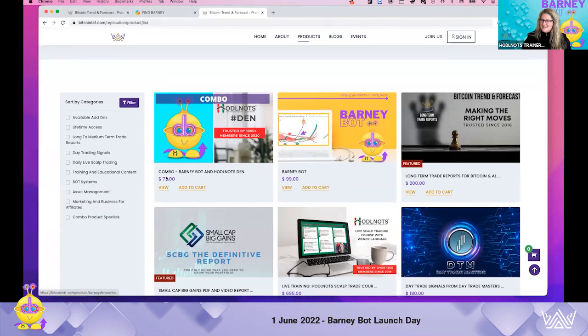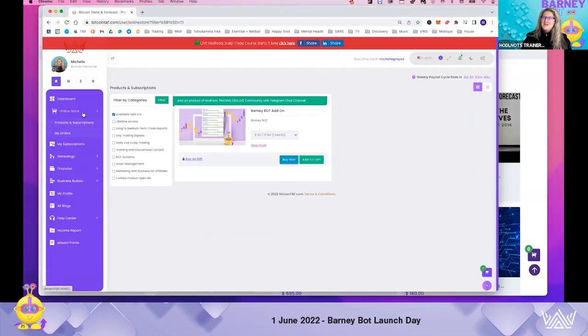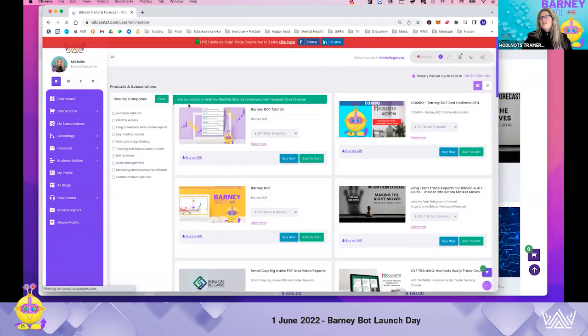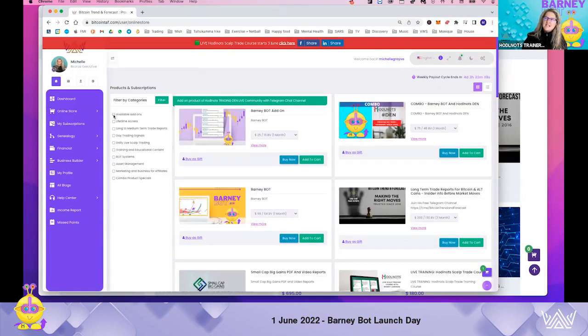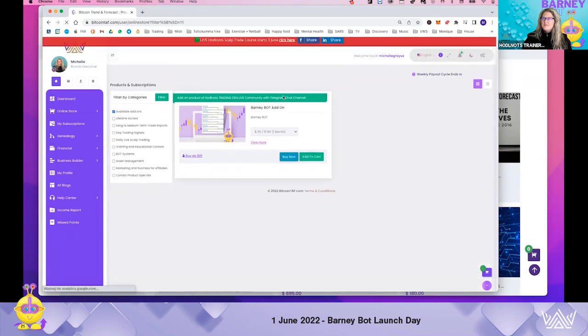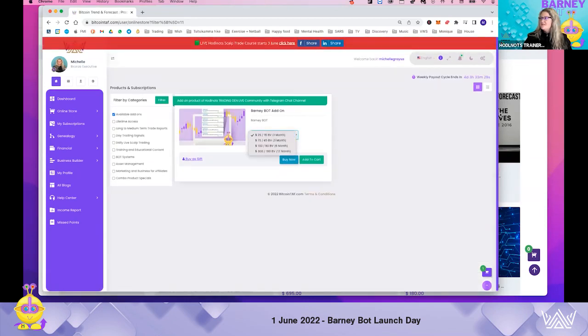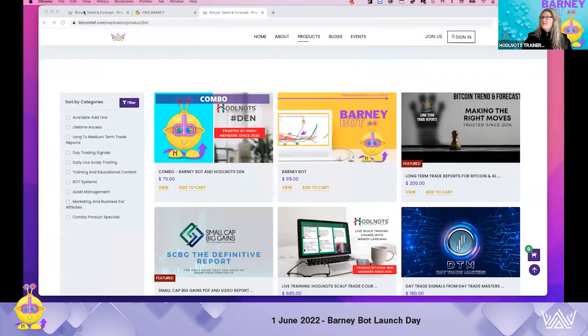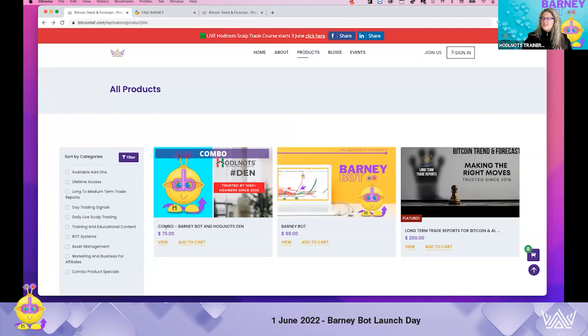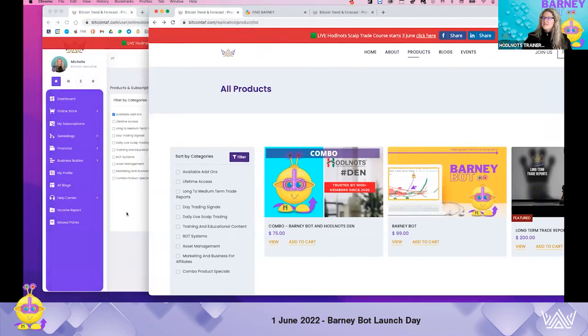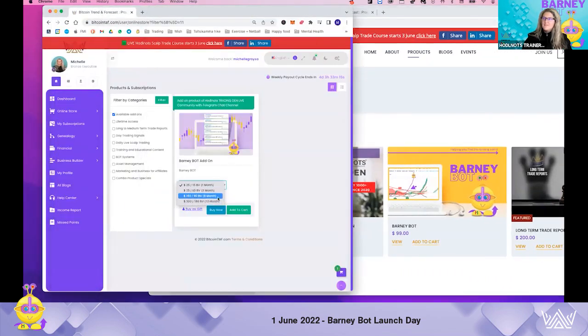And if you're an existing member, you go to the online store, products and subscriptions, and only if you are currently an active Den member, then this add-on will appear in your store. If you can't see it, click on available add-ons, filter, and you will see it pops up there. It's got a banner at the top as well. So it shows you, and you'll see the clear difference between the price. Just going to compare the two for you. You'll see the price is $75.99 versus the $25 option here.